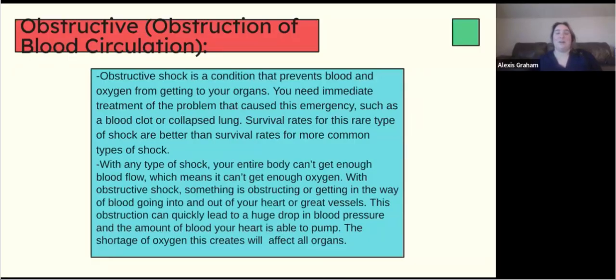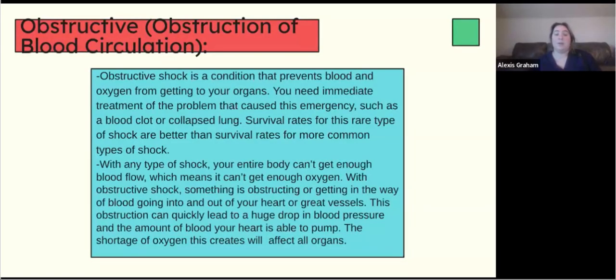Obstructive shock is an obstruction of blood circulation. This is a condition that prevents blood and oxygen from getting to your organs. You need immediate treatment of the problem that causes the emergency, such as a clot or collapsed lung. Survival rates for this type of shock, which is a more rare shock, are better than survival rates for the other common types of shock.